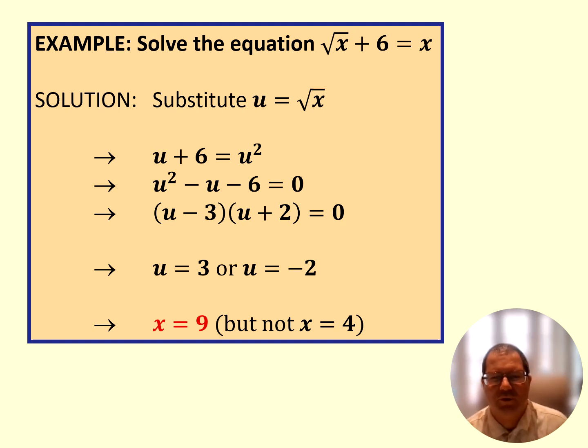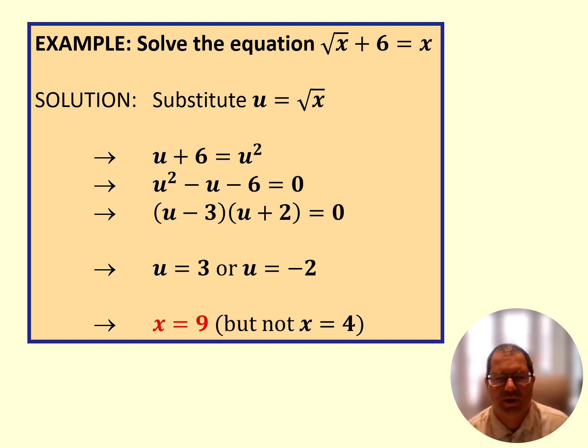So to solve the equation root x plus 6 equals x, it has been suggested that we write root x as u, and by doing that we actually turn it into a quadratic equation with a squared term and a linear term. So if we replace root x with u, then the first term is u, the plus 6 doesn't change, and if u equals root x, then x itself will be u squared. So we get u plus 6 equals u squared. If we take away the u and the 6 from the left-hand side and then rewrite it, we get u squared minus u minus 6 equals 0.